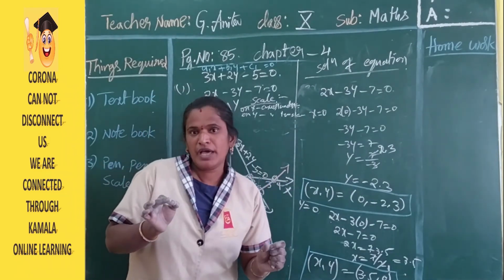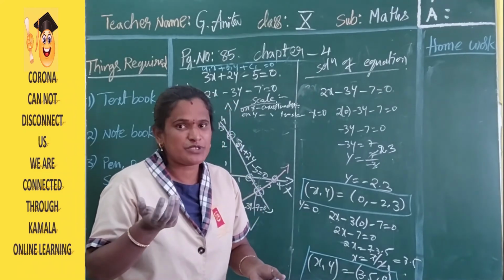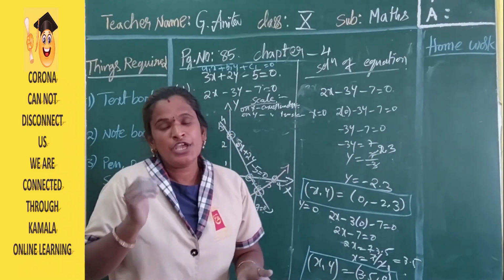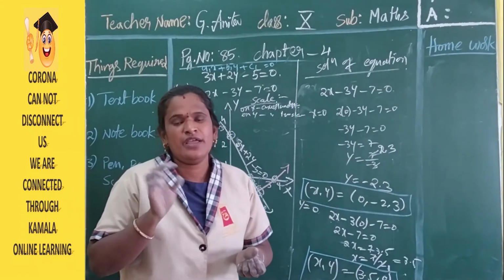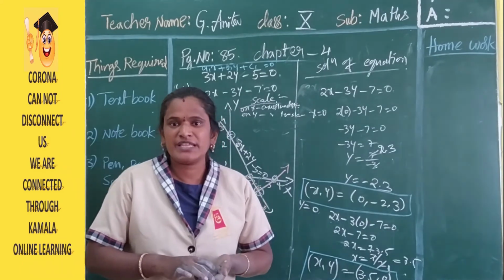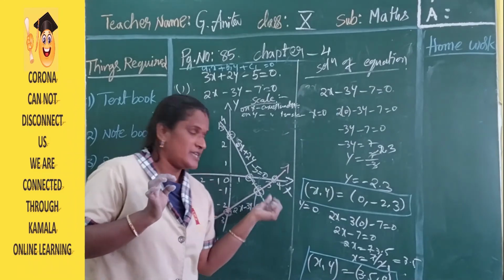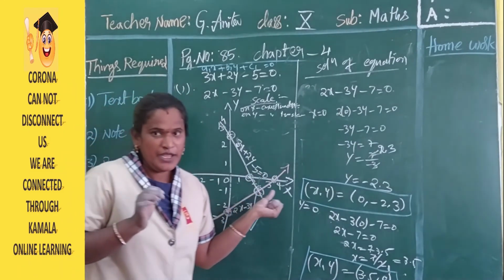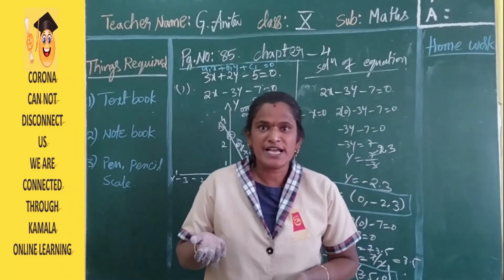Simple, you have to remember: in place of x substitute 0, next in place of y substitute 0. If you want more values, in place of x substitute 1, next choose y is equal to 1. Like that you choose, and you will definitely get solutions. Clear students everyone? Okay, so next we are going to start the next topic in the next class.